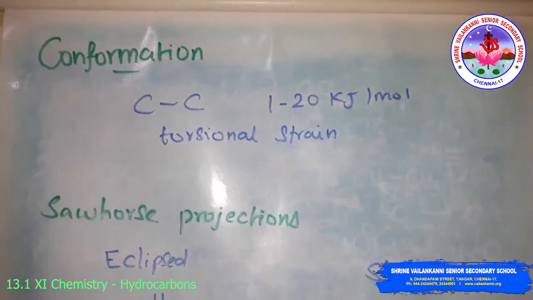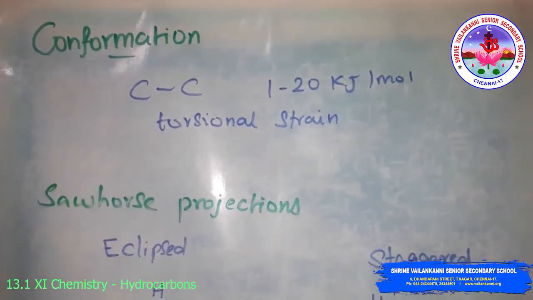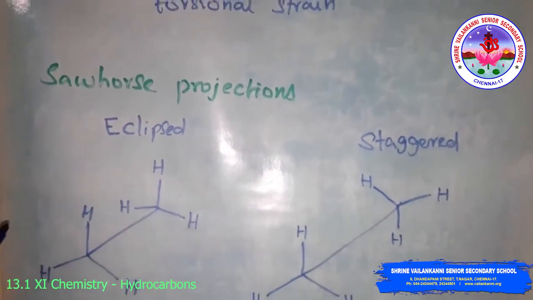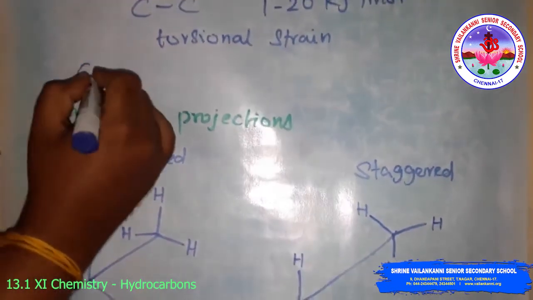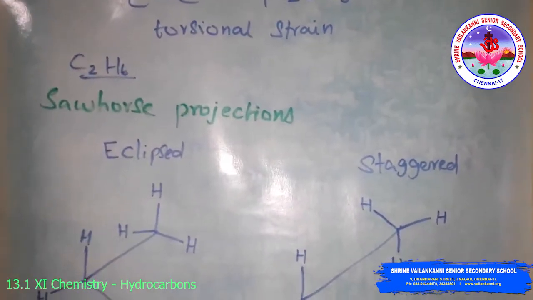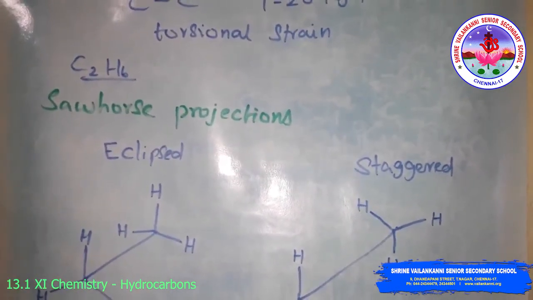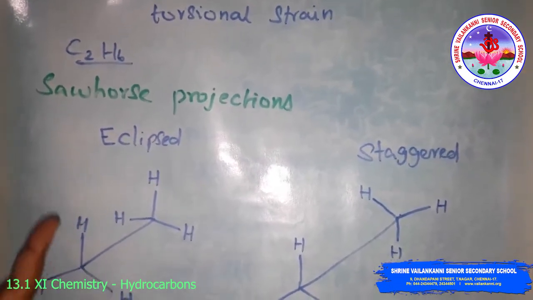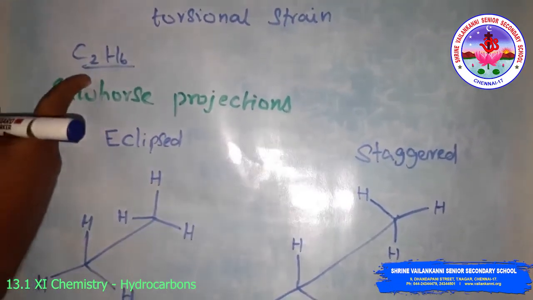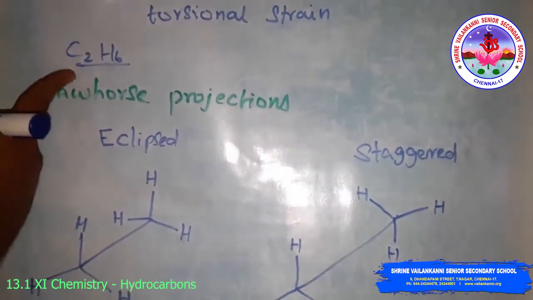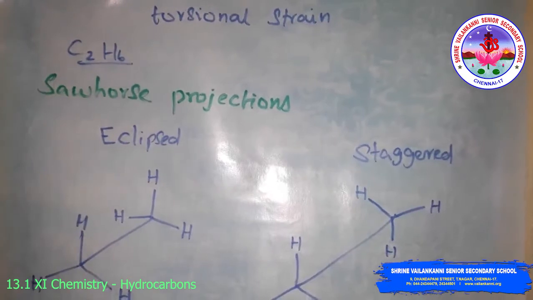So now the conformations of ethane. First we will see the conformations of ethane. This is the ethane molecule. The ethane molecular formula is C2H6. Here the carbon atoms are joined by a carbon single bond, and each carbon atom has 3 hydrogen atoms attached, so totally 6 hydrogen atoms are attached.